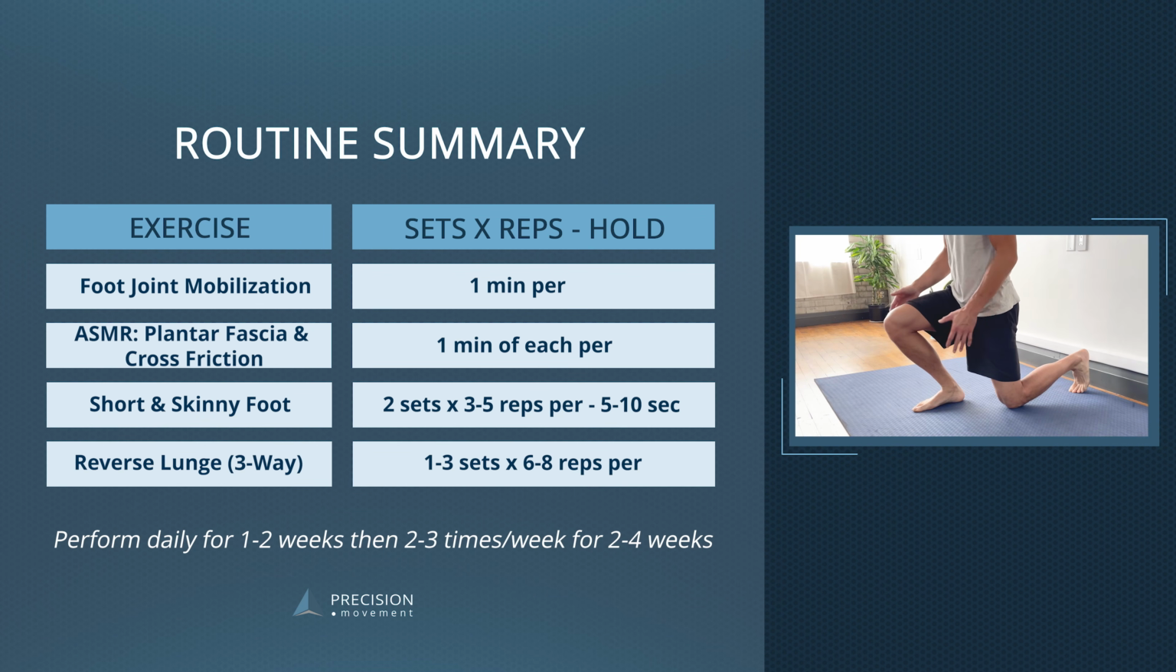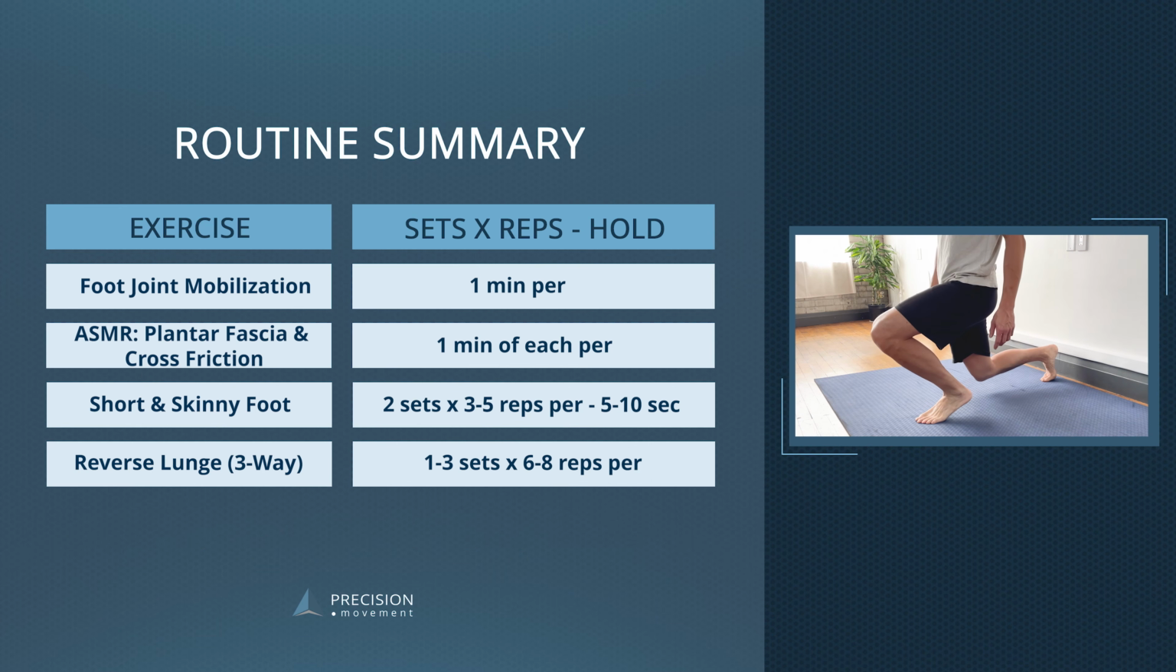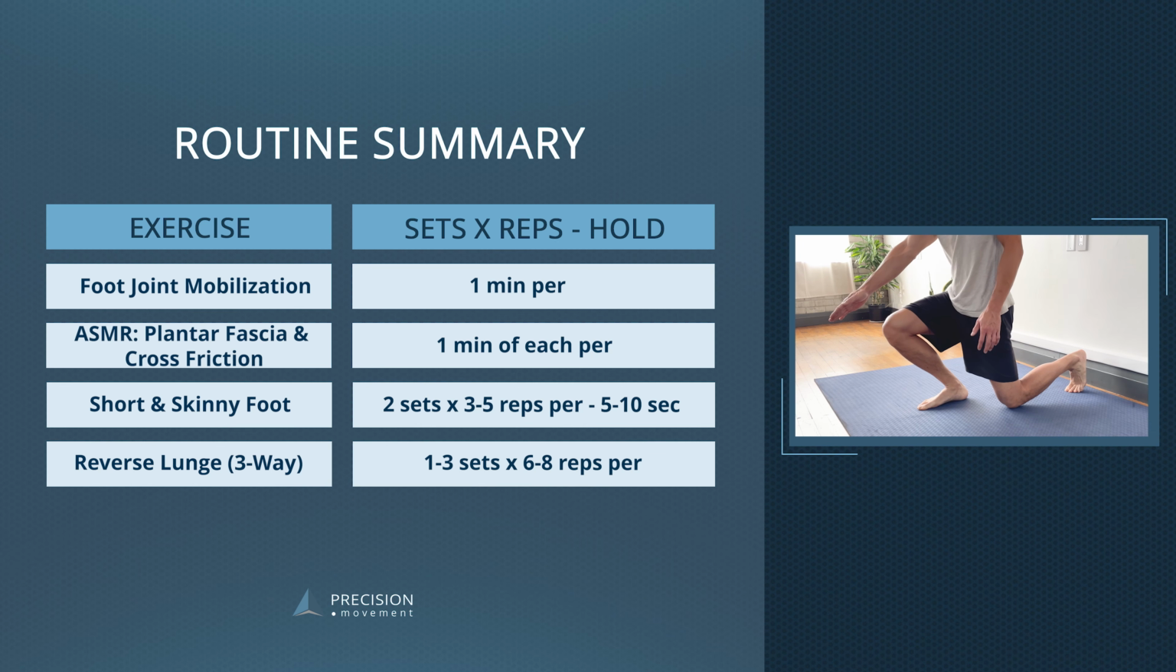And we finished off with the reverse lunge and different variations, do anywhere from 1 to 3 sets of 6 to 8 reps per. You can start off performing this routine on a daily basis for 1 to 2 weeks, and then drop down to 2 to 3 times a week for another 2 to 4 weeks.